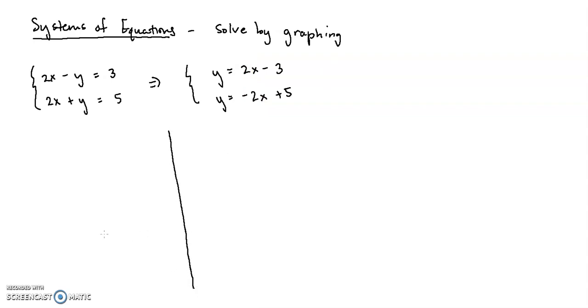Okay, so this one's going to have intercept negative 3. This one's going to have intercept 5. So I want to make sure my graph at least goes that big.